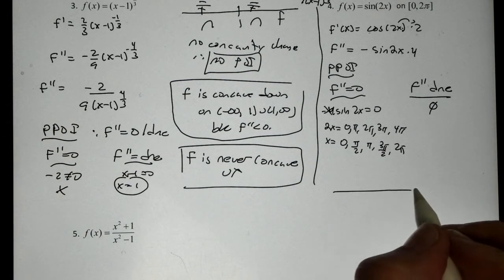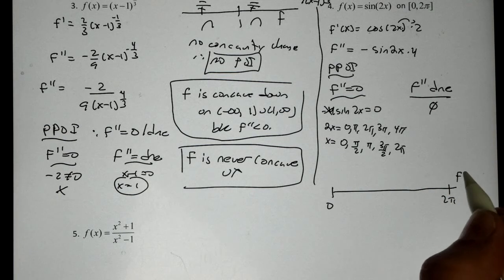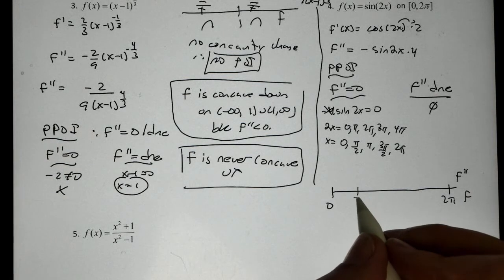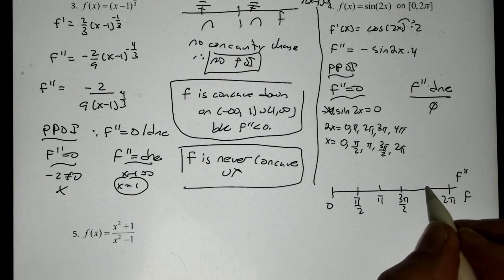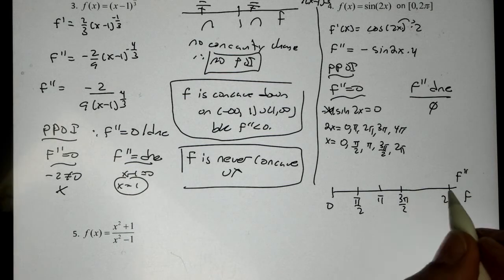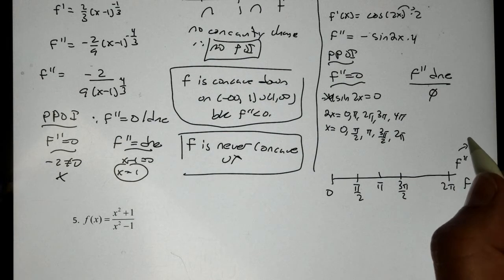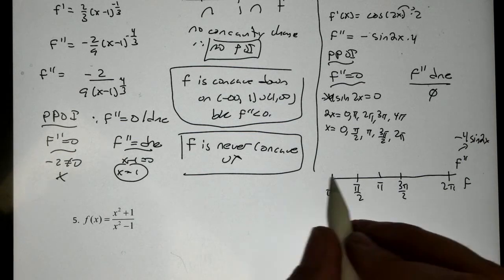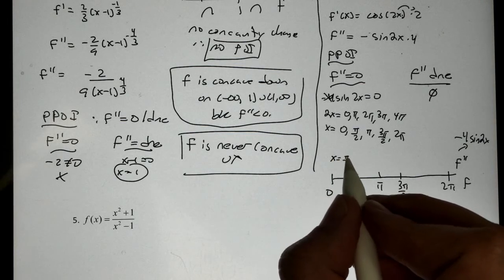So when I do my domain, sign chart, 0 to 2 pi, our second derivative, and there's f. I'm going to plug in pi over 2, pi, 3 pi over 2, and, not drawing to scale, 2 pi is at the very end there. We are plugging into our second derivative, which was this negative 4 sine 2x. So I'm going to pick something easy for me. Over here, I'll pick pi over 4.